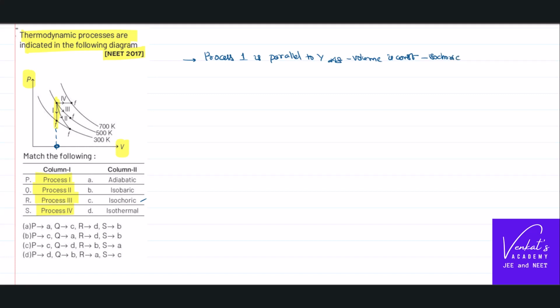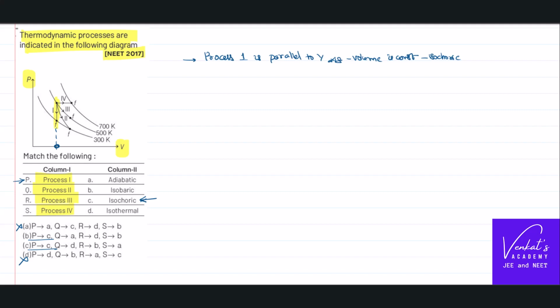Isochoric. So process 1, that is P, shall be linked with isochoric process, that is with C. So P with C, there are two options. Obviously the other two options are wrong. I need not look at the other parts of the problem itself.